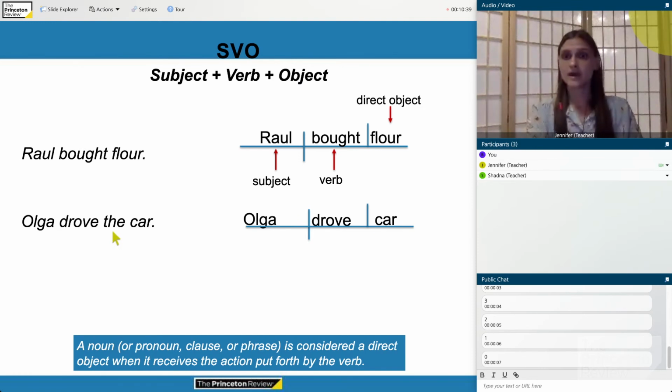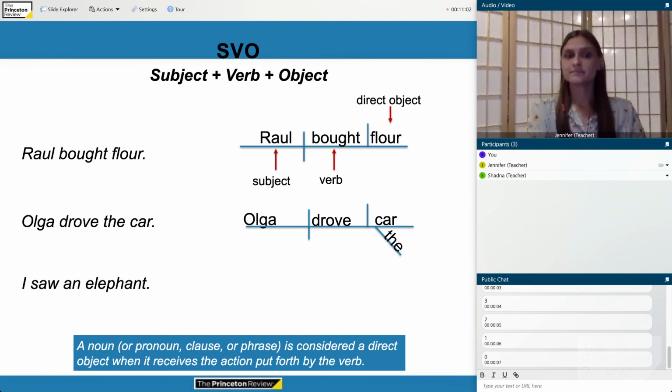So what we do when we have an article is we draw a diagonal line beneath the thing it's describing and then put the word on that line. So here we have Olga drove the car. And that's how you properly diagram the sentence. Okay, so let's look at one more subject verb object situation.